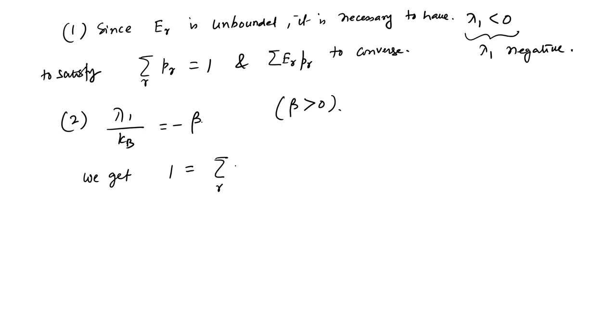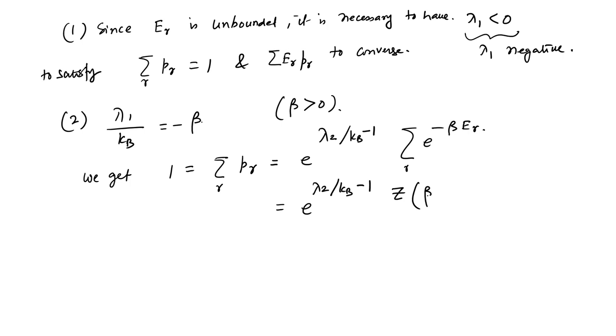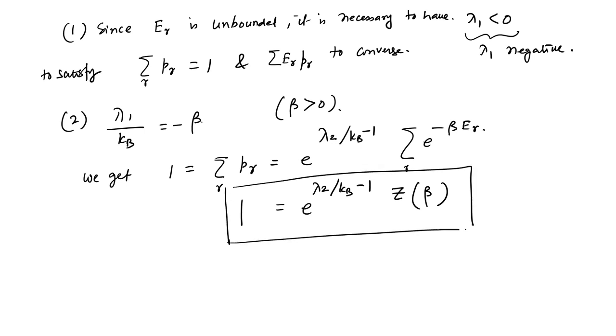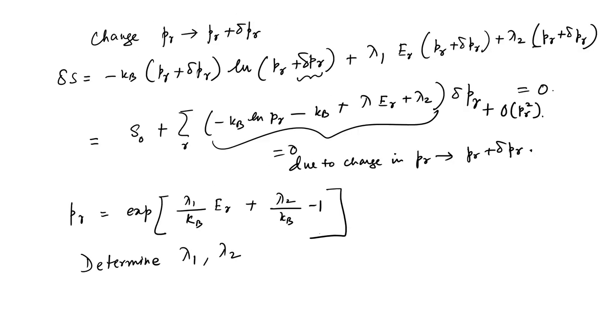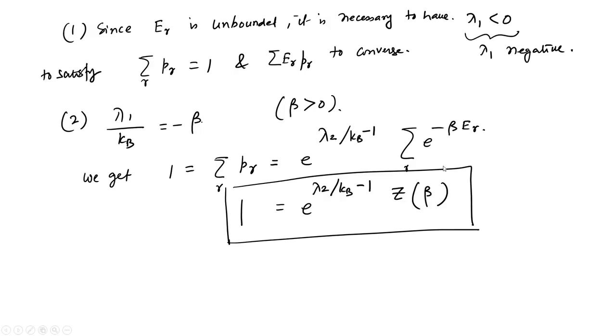So we get 1 equal to sum over R of P_R, equal to e to the power lambda 2 by k minus 1, and then there is a sum over R of e to the power minus beta E_R. Okay. So, this is e to the power lambda 2 by k minus 1, and then there is Z of beta. Okay, so this is what we get for the equation by extremizing the entropy. And if you put it in this equation, let's call it equation number 1, then we get exactly what we get as the canonical distribution.